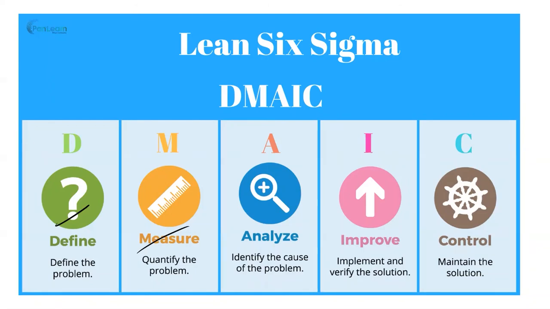In the improve stage, you will implement and verify the solution. Whatever solution you have decided, you will implement in the improve stage. And in C, the control stage, you will maintain the solution. Whatever solution you have implemented, you will try to maintain in the control stage.